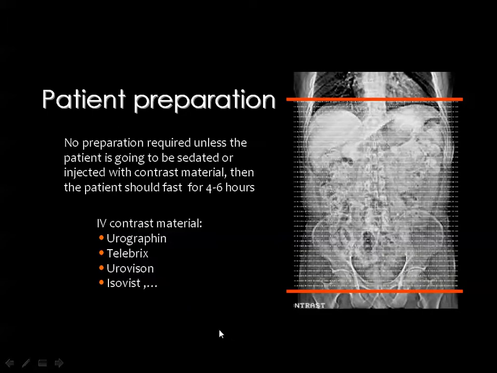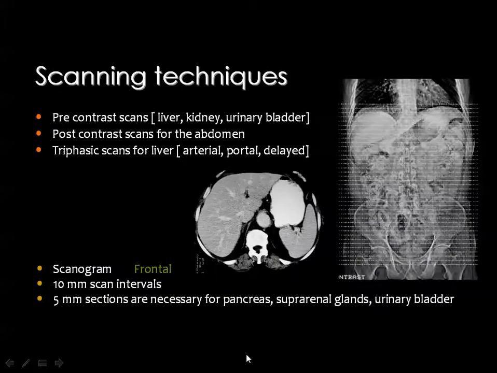And we have another type of examination where we scan the abdomen from the diaphragm to the level of the iliac crest, and this is known as CT scan of the abdomen, and is directed mainly for evaluation of the liver, the spleen, and the pancreas. Then before starting the examination, we should decide if we are going to inject the patient with intravenous contrast material or not. The contrast material used for CT examination of the abdomen and the chest as well are those used for intravenous urography, like Urographin, Telebrix, Urovision, Isovist, and so many other contrast media.